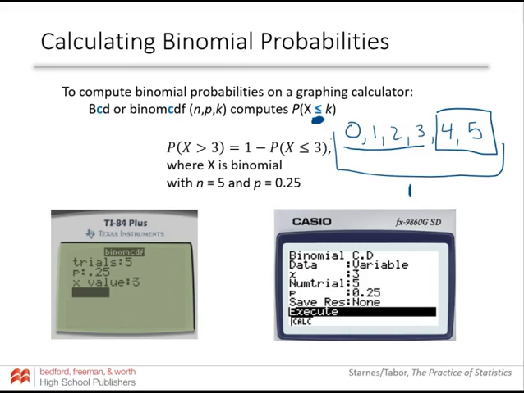This time it's BCD, or binomial CDF. It's right next to binomial PDF, or BPD, in the calculator. So you're going to the same place, just make sure you pick the C instead of the P. Because we want greater than 3, and the calculator is going to give me less than or equal to 3, I'm going to do 1 minus that number that the calculator gives me. So there's an extra step whenever I'm doing these greater than probabilities.